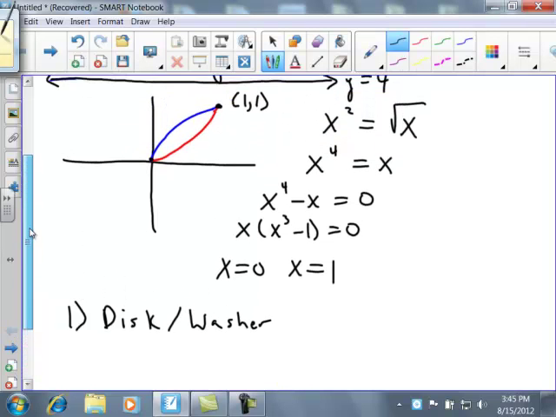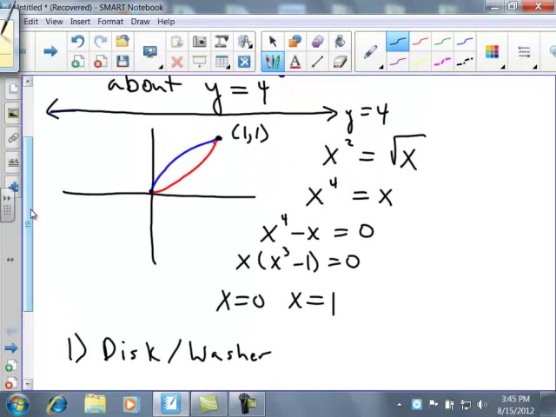With the disk or washer method, every rectangle that I draw here represents my outer radius and my inner radius, and I need those to be perpendicular to my axis of revolution. My axis of revolution is horizontal, y equal to 4, so the rectangles I draw are going to be vertical. So everything is going to be with respect to x.